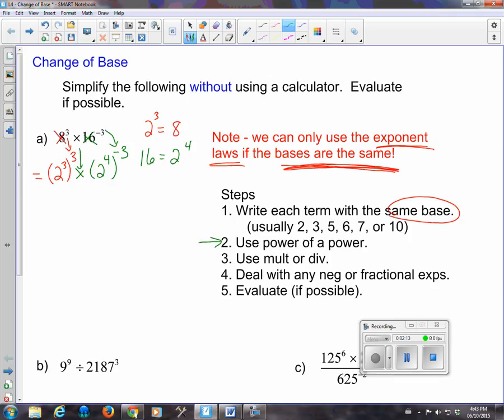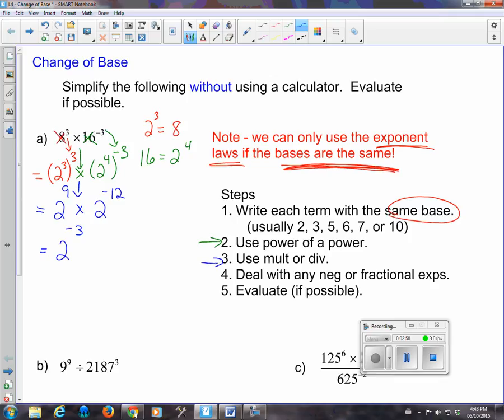After I change my base, I use the power rule because now I have one base with 2 exponents. So I can multiply my exponents together. 3 times 3 gives me 2 to the 9, 4 times -3 gives me 2 to the -12. Once I've done my power rule, usually we'll use a multiplication or division rule. So multiplying, because it's a multiplied question, I keep my base and I add my exponents together. 9 plus -12 is -3.